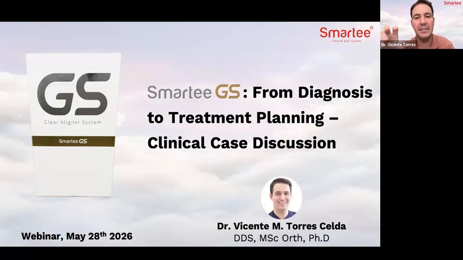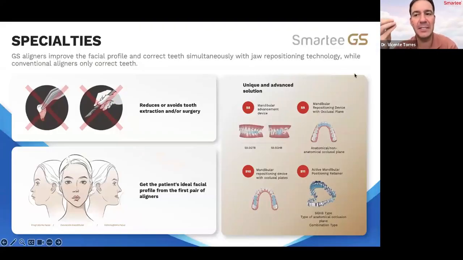The idea for this webinar is to see my own cases and to review some cases from two doctors. They submitted two cases with two different kinds of approach, and we're going to make this more interactive. It's very complicated sometimes to make online webinars interactive, but I'm going to explain what the ideal diagnosis is and what the ideal treatment plan is with this diagnosis. So first, we need to understand that this technology is only available with Smartee.